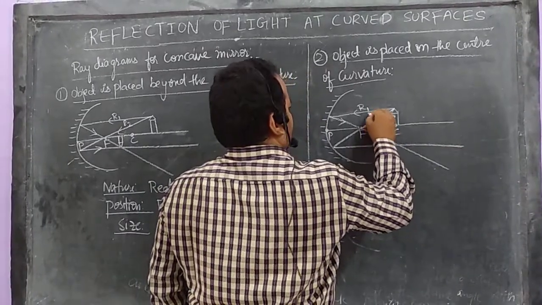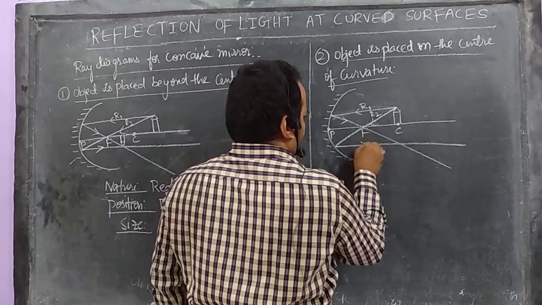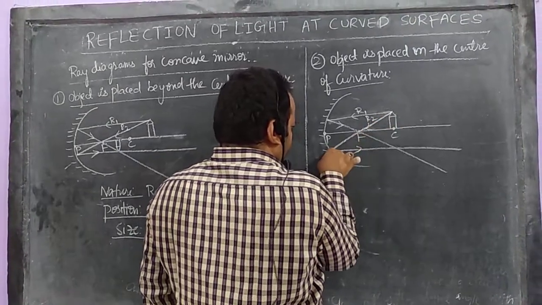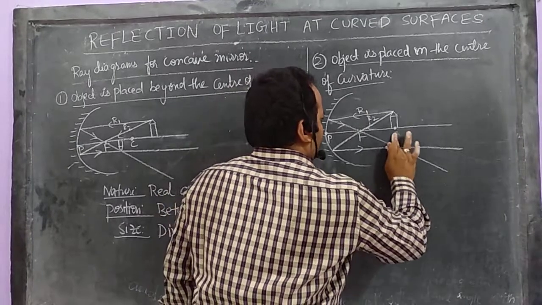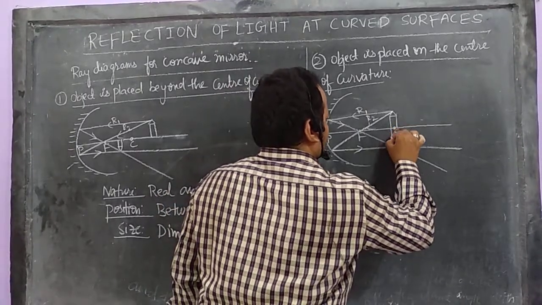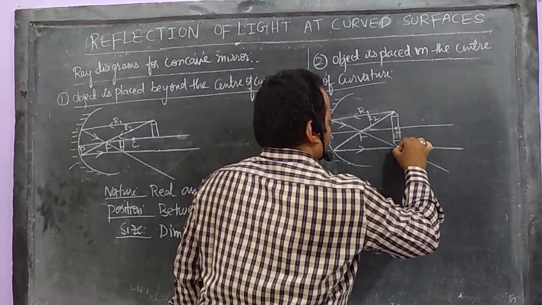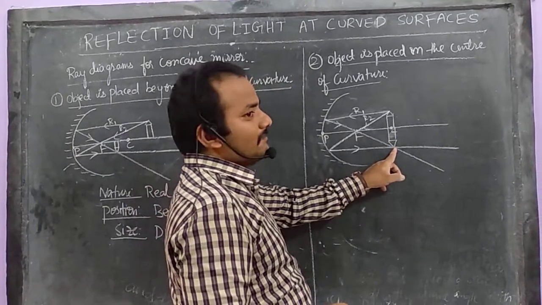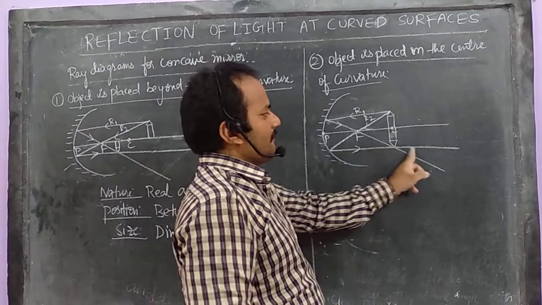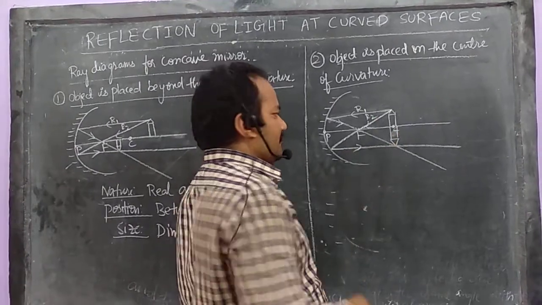The incident ray is passed through the focus. The incident ray passes through the focus and the reflected ray is parallel to the principal axis. So where did I get the image? See carefully. Yes, I got the image where the two lines are intersecting. Where the two reflected rays are intersecting, there I got the image.